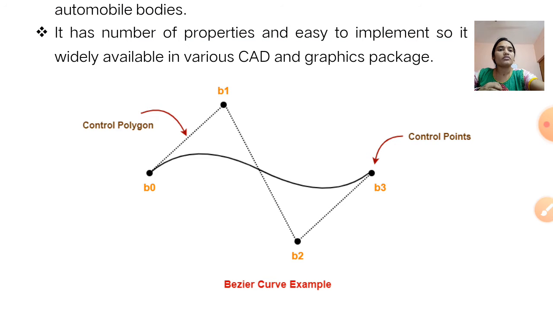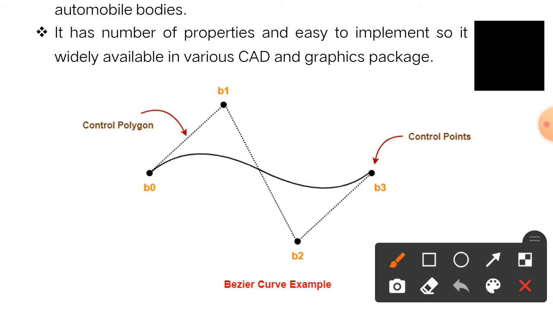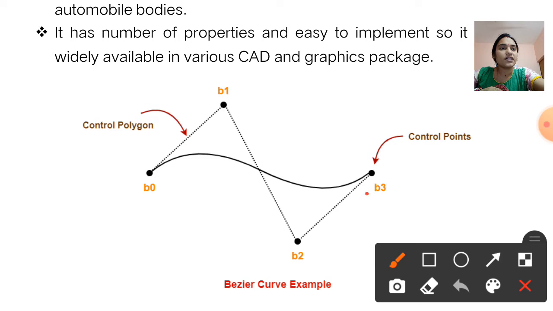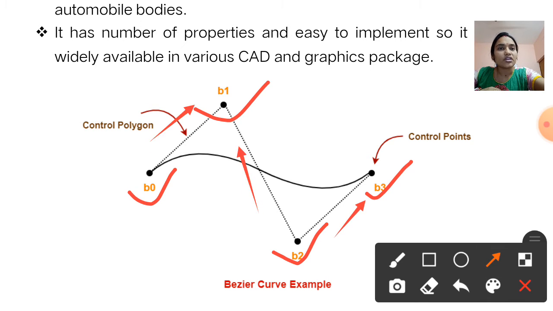This is one example of a Bezier curve. In this example there are four control points: B0, B1, B2 and B3. The dotted lines shown here, which join the control points, are known as the control polygon.